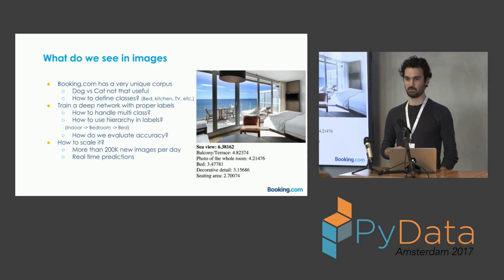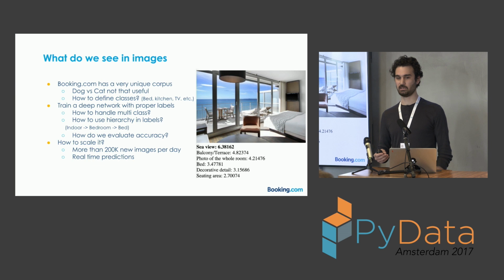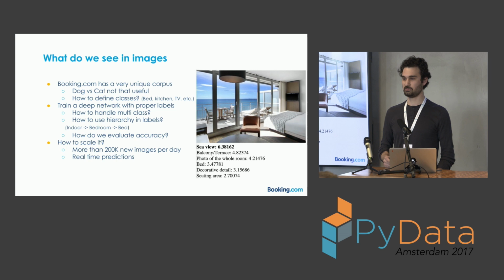We cannot just use the ImageNet classifiers because differentiating between cats and dogs will not help us. And we have to come up with our own labels, right? That's also quite a huge challenge, because what's a good label? Why should we try to recognize a bed but not a chair, or a balcony or a TV? Should we also try to understand the coffee cups? So this problem internally brought a lot of challenges.